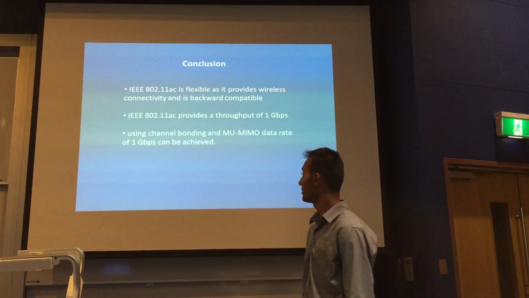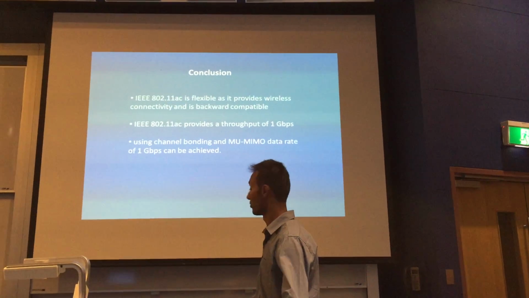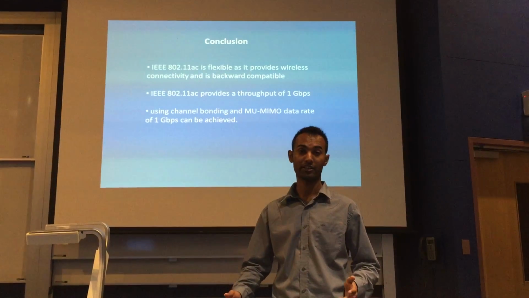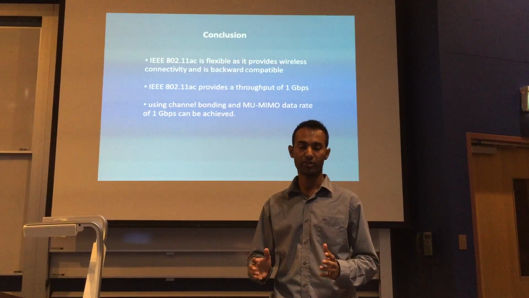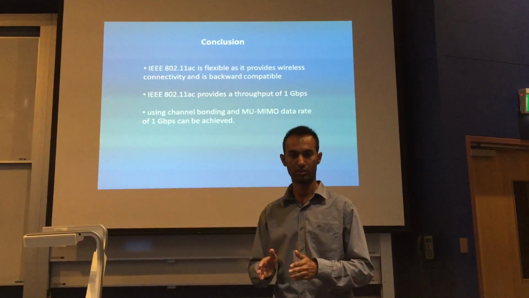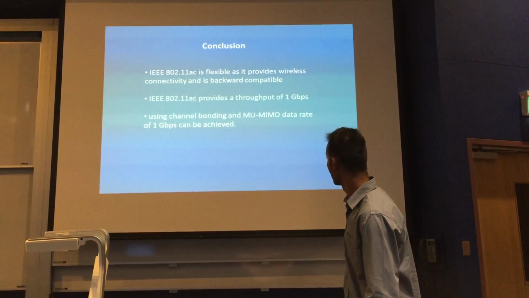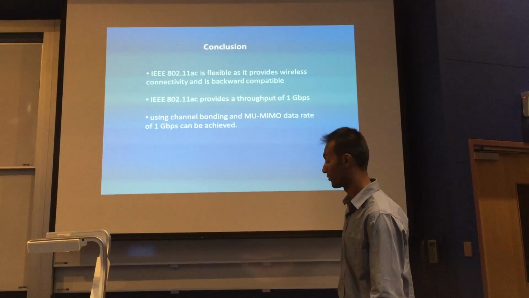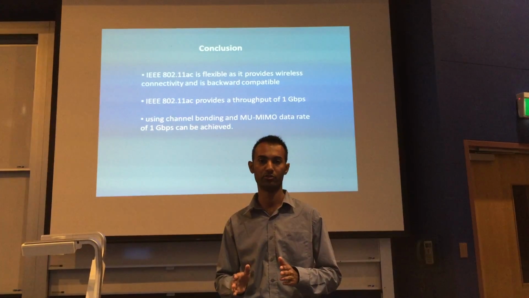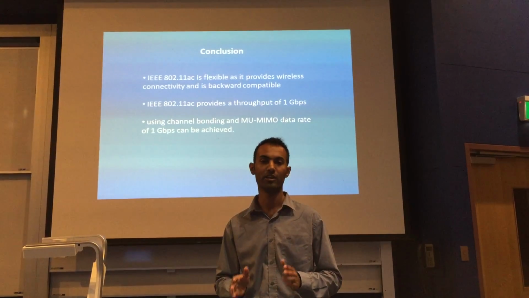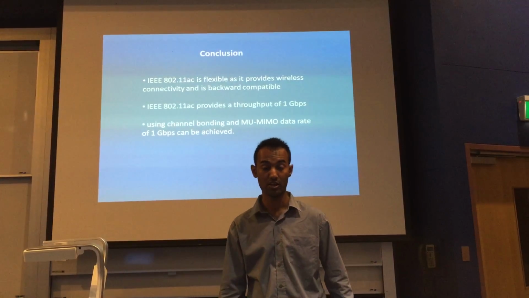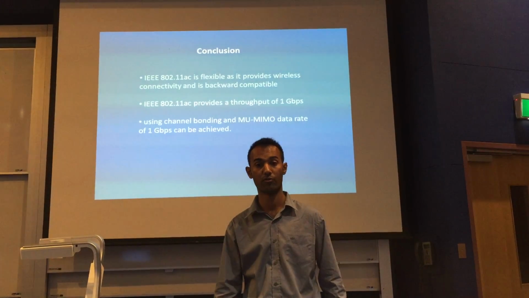Conclusion. IEEE 802.11 AC is flexible, as you all know, it provides connectivity, and it's backward compatible, so it's really easy to enforce on wireless networks. It provides a throughput of 1 Gbps. So using channel bonding and the multi-user, multiple input, multiple output technique, you can achieve a very high throughput of 1 Gbps.